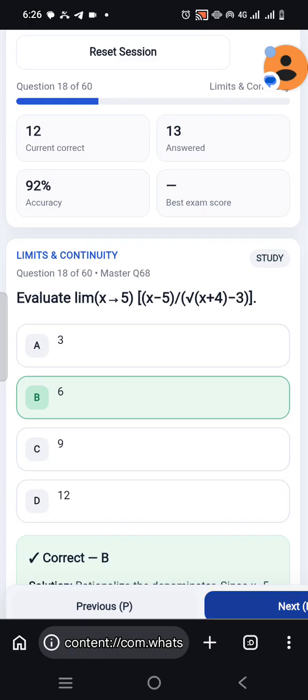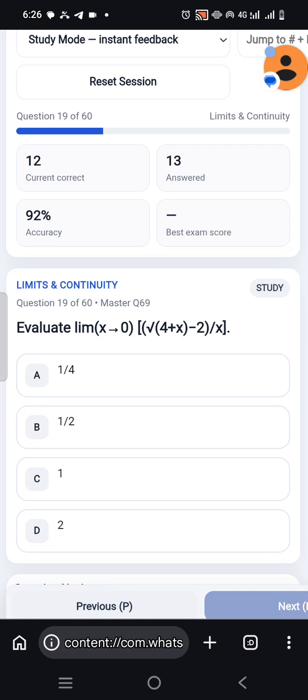Let's move to the next question. Mind you, this works for every limit. So just input whenever you see a question on limit. Because of time, you can just use that.